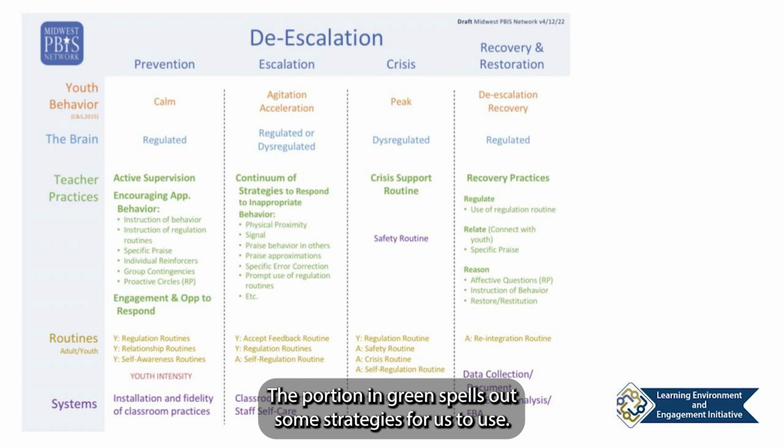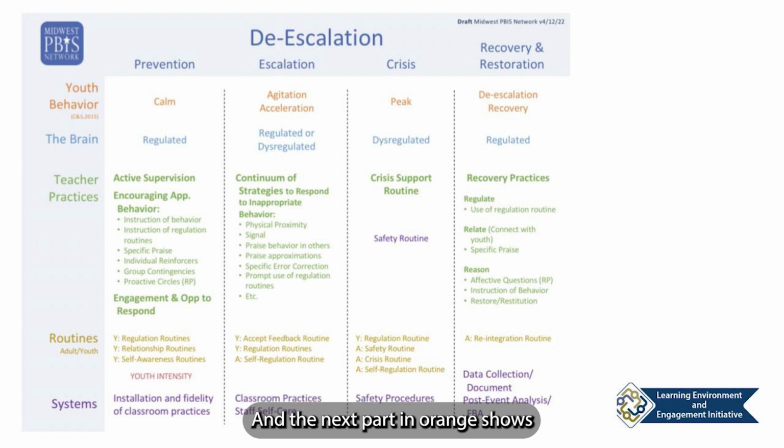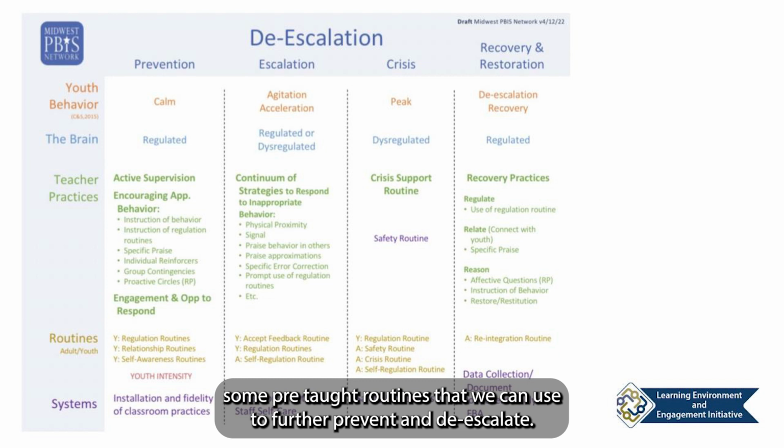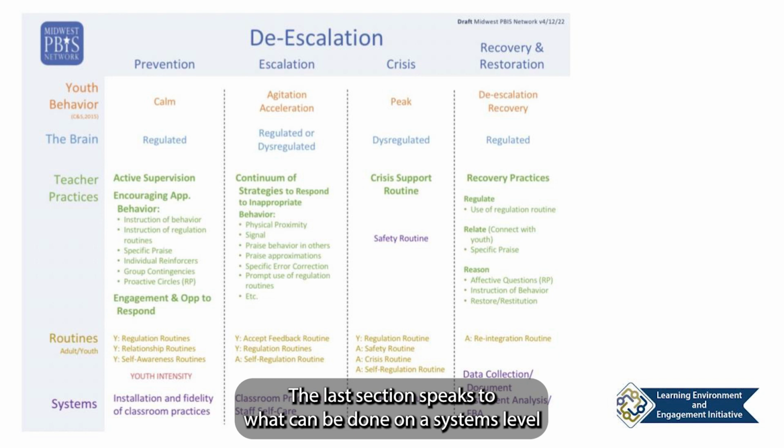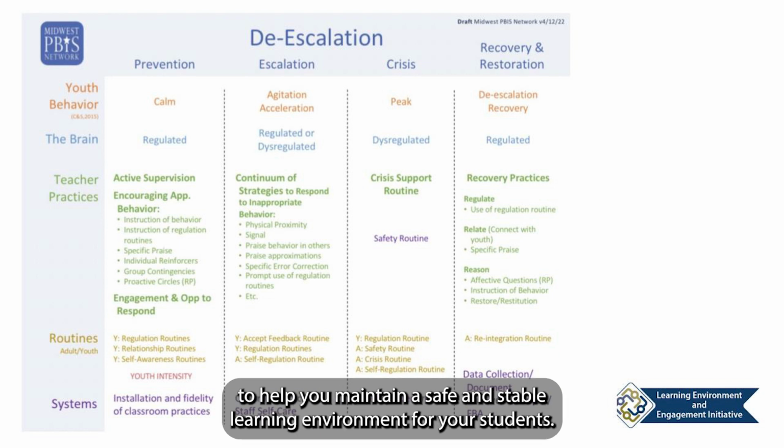The portion in green spells out some strategies for us to use, and the next part in orange shows some pre-taught routines that we can use to further prevent and de-escalate. The last section speaks to what can be done on a systems level to help you maintain a safe and stable learning environment for your students.